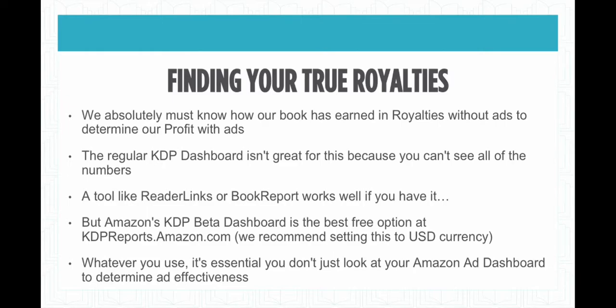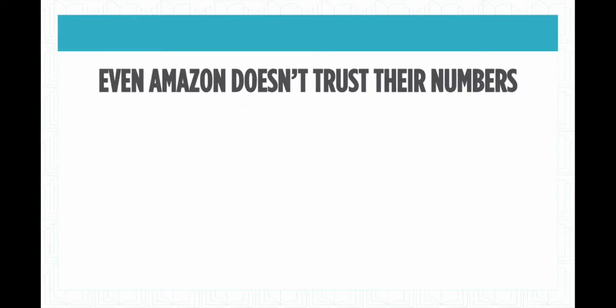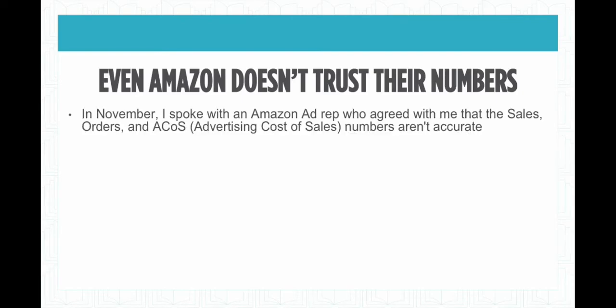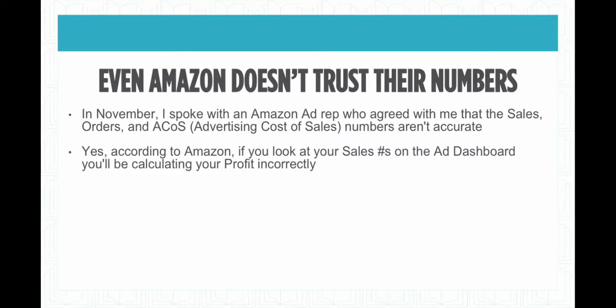Whatever tool you do use, don't just look at your Amazon ad dashboard, because this is a bad way of determining the effectiveness of your ads. Even Amazon, when probed, has not trusted their own numbers. In November, I spoke with a rep at Amazon Ads who agreed with me that certain columns in the ad dashboard for sales, orders, advertising cost of sales are not accurate. Don't worry if you don't know what those things mean. They're not accurate anyway. So yes, according to Amazon, if you only look at the ad dashboard for your sales numbers, you will be calculating your profit incorrectly.